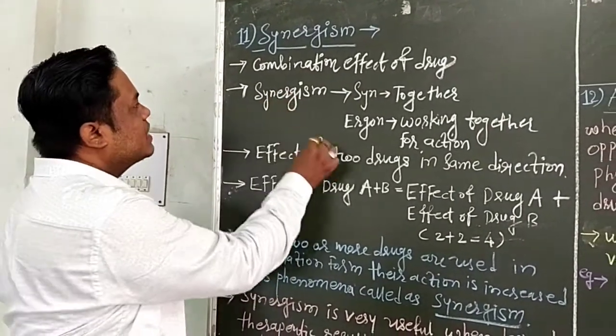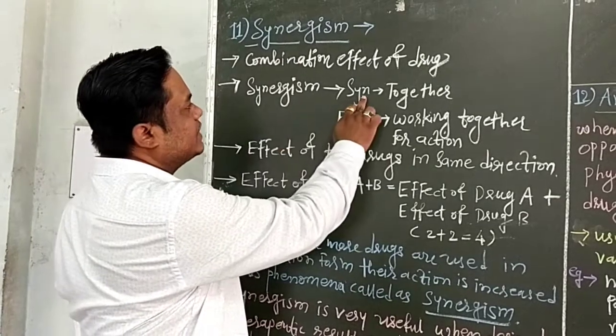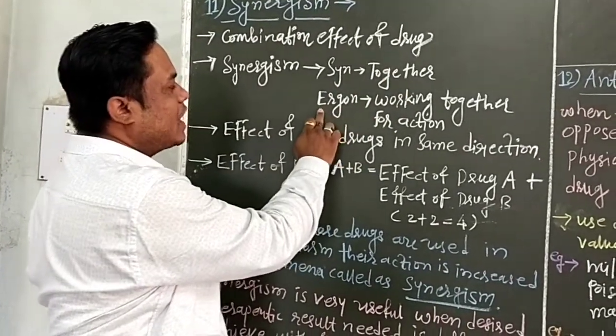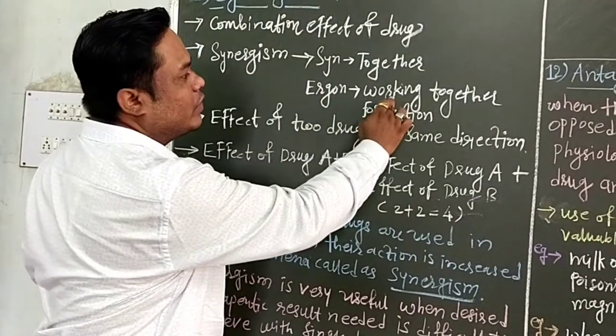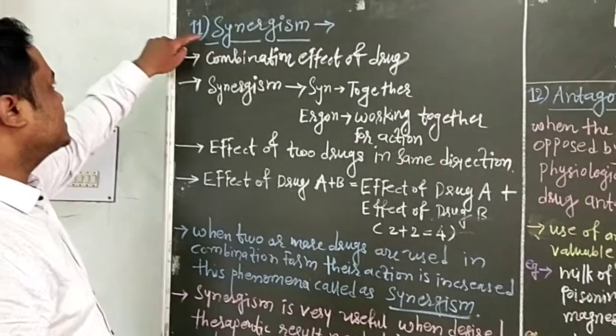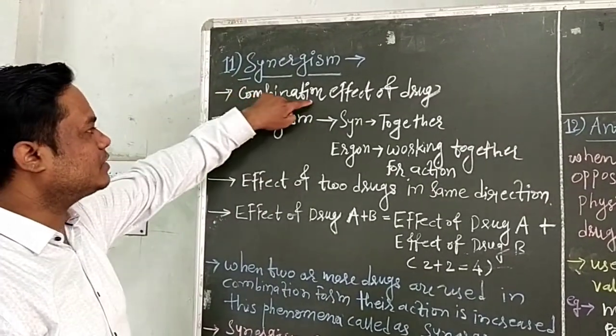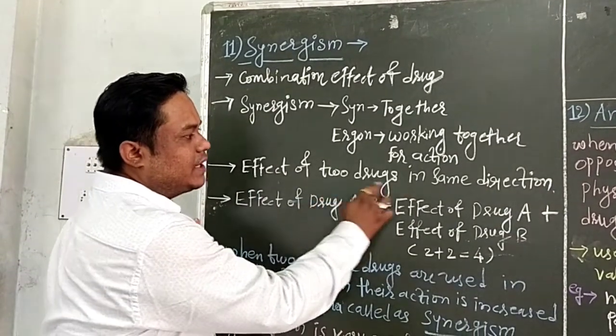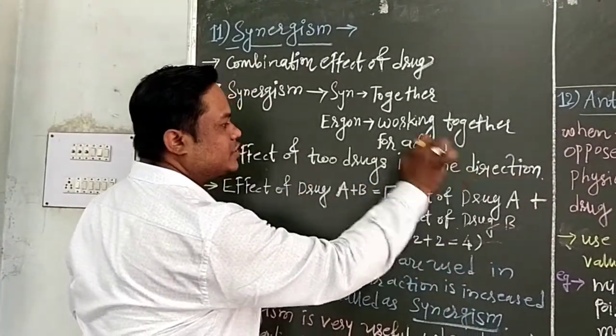Synergism means what? Synergism is divided into two parts, that is syn, S-Y-N, and ergon, E-R-G-O-N. Syn means together and ergon means working together for action. The theory of synergism is based on the combination effect of the drugs. The effect of two drugs is in the same direction.